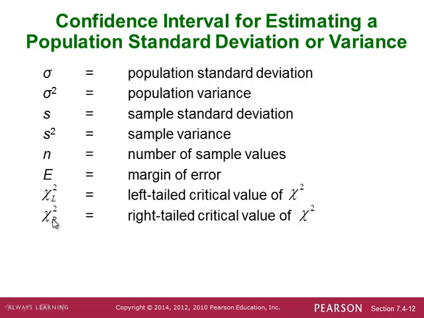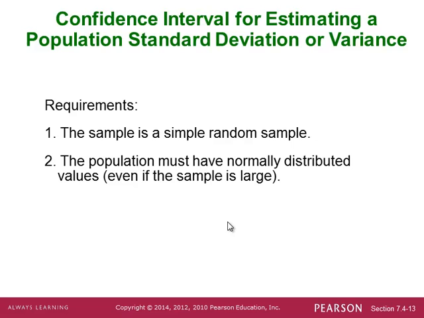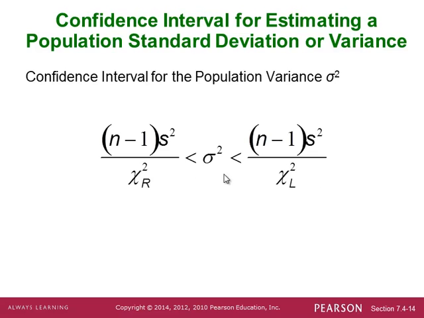And chi-squared R is the right tail critical value. Again, we need a simple random sample, and we must be sampling from a normal distribution, as in a normally distributed population. And actually, this is how you construct your confidence interval for sigma.